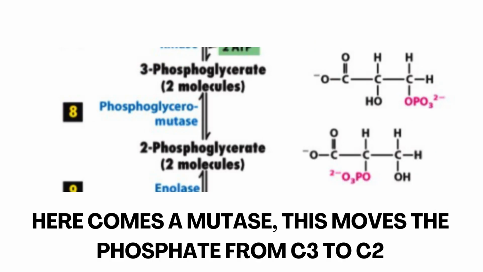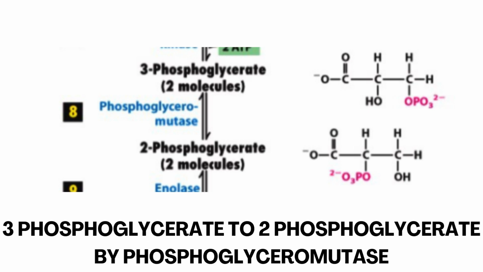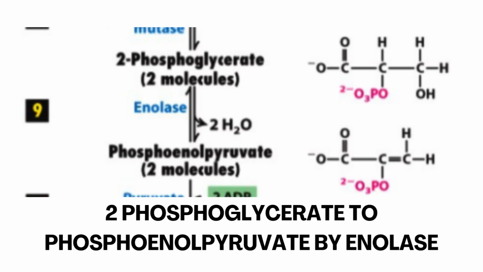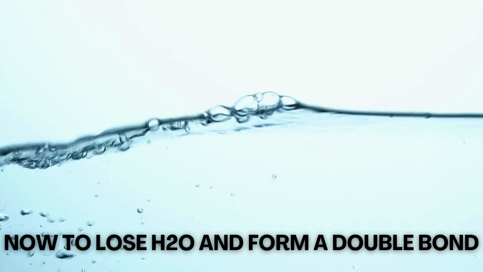Here comes mutase. This moves the phosphate from C3 to C2. 3-phosphoglycerate to 2-phosphoglycerate by phosphoglycerate mutase. 2-phosphoglycerate to phosphoenolpyruvate by enolase. Now lose H2O, form a double bond.